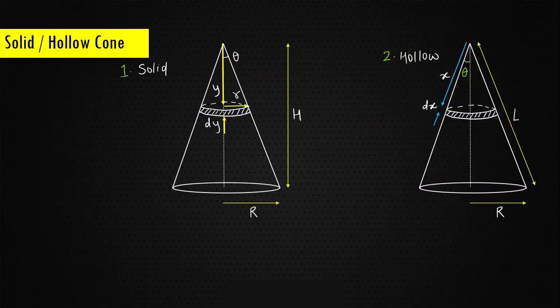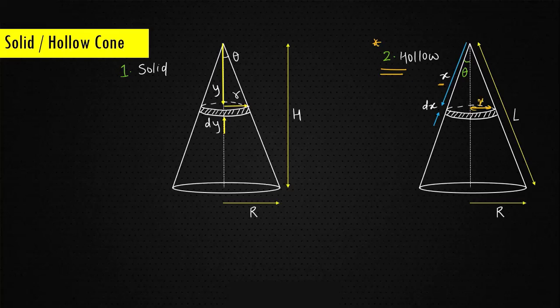Now moving on to the next situation where I have to take the hollow cone. For the hollow cone and the solid cone, there are two different types of elements. The hollow cone is the most interesting and most complex element out of all those geometries. Here you have to move from the vertex by a distance x and then take an element of dx. Once you take this element, the elemental shape will be a ring whose radius is smaller.